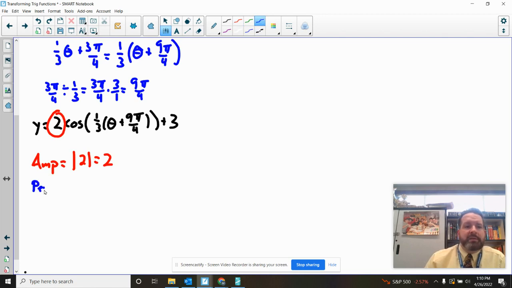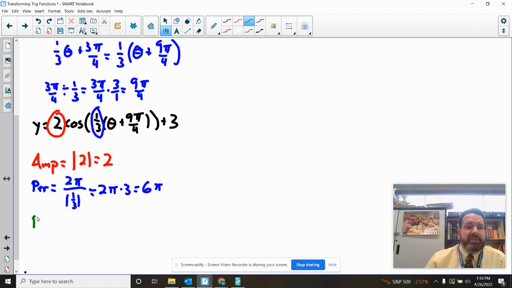For period, that's going to be 2 pi over the absolute value of B. B is just that number in front of the parentheses that was originally in front of the theta. Dividing by 1/3 is the same as multiplying by 3. So our period is 6 pi. So it got stretched out.